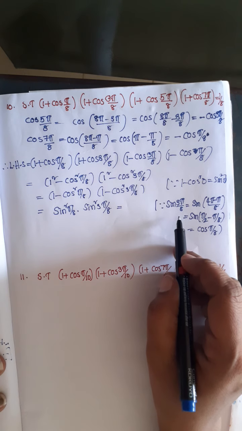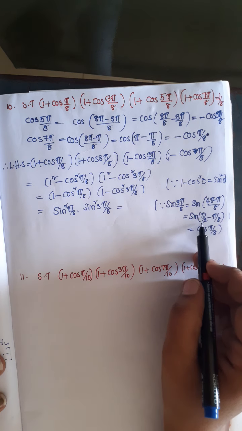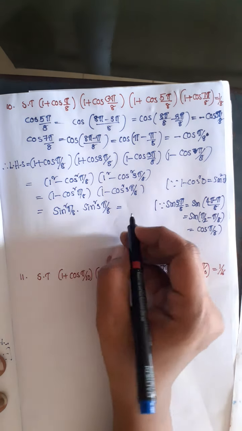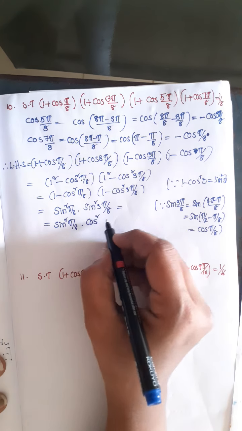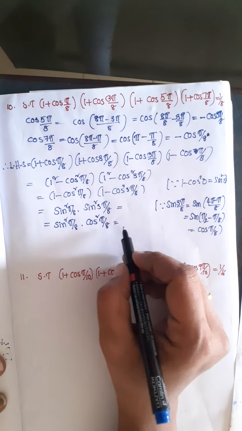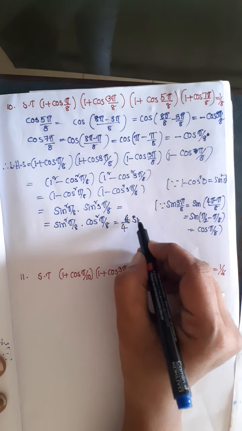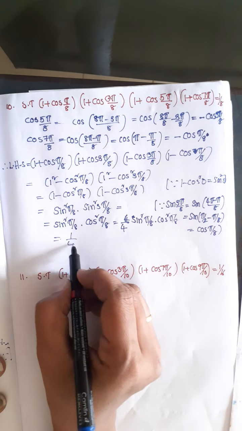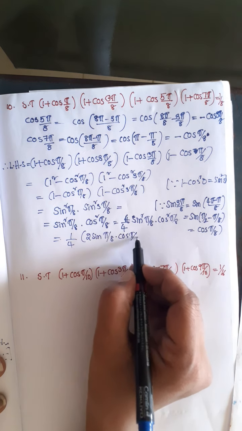Now sin 3 pi by 8 can be written as sin of 4 pi by 8 minus pi by 8. So 4 pi by 8 is pi by 2 minus pi by 8. This is sin 90 minus theta, which is cos theta. So we can write this as sin square pi by 8 into cos square pi by 8. Now you observe here, I am multiplying with 4 and dividing with 4. So 4 sin square pi by 8 into cos square pi by 8. So 1 by 4 I leave here. If I take 2 sin pi by 8 into cos pi by 8 whole square.